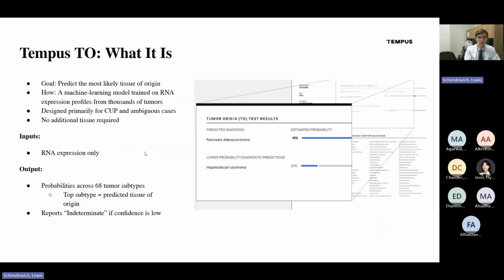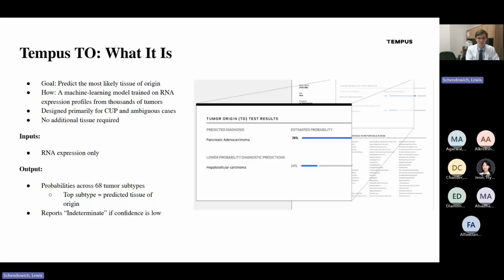So let's jump right into the two separate models. We're going to start with the more simple model, which is Tempus TO. So what is it and what is it supposed to do? The goal of this is to really find the tissue of origin specifically. It's meant to predict the most likely tissue of origin. And how does it do it?